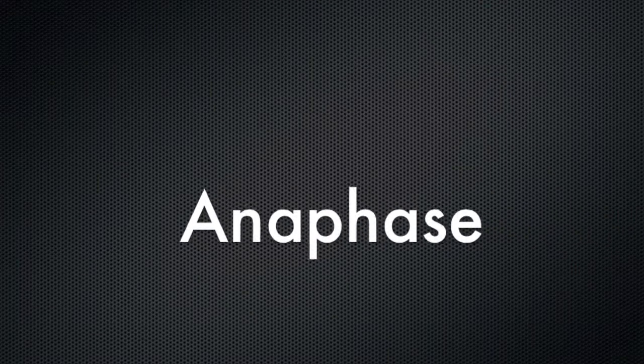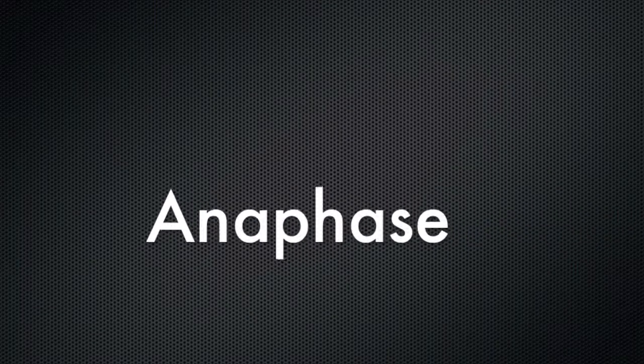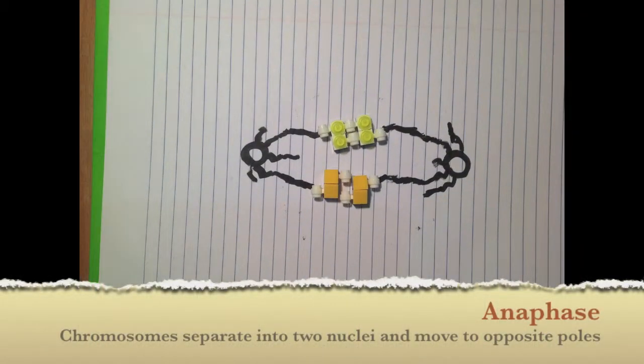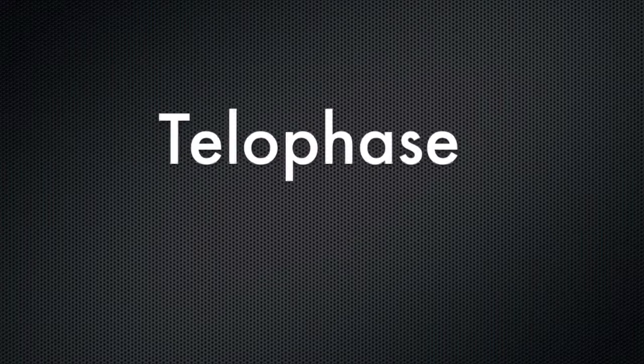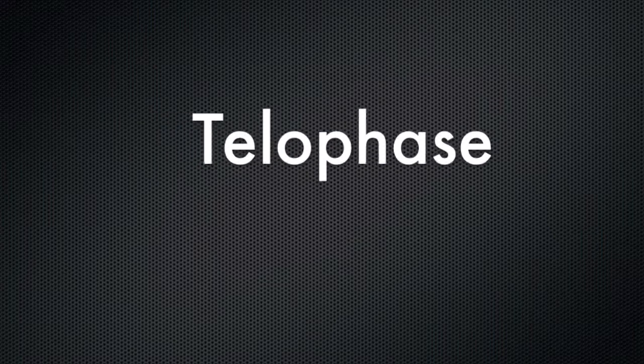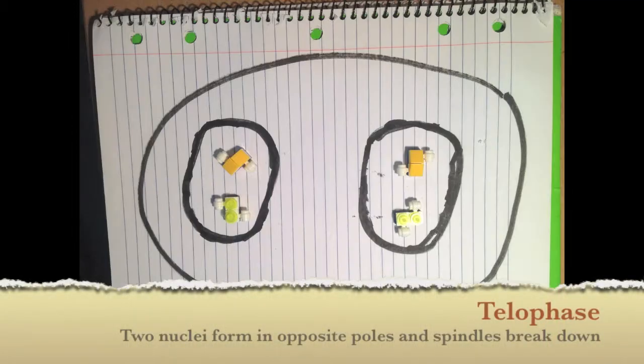Next comes anaphase. This is when the chromosomes separate into 2 genetically identical groups and move to opposite poles or ends of the spindle. Nuclear membranes form around the 2 sets of chromosomes. These spread out and the spindles begin to break, basically creating 2 nuclei.